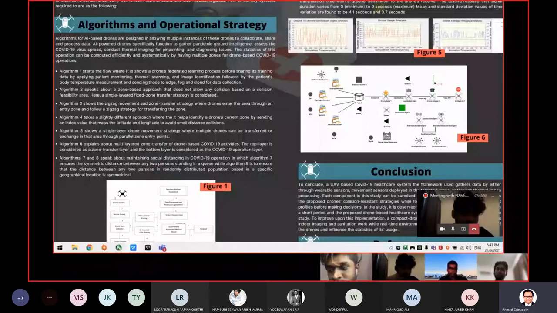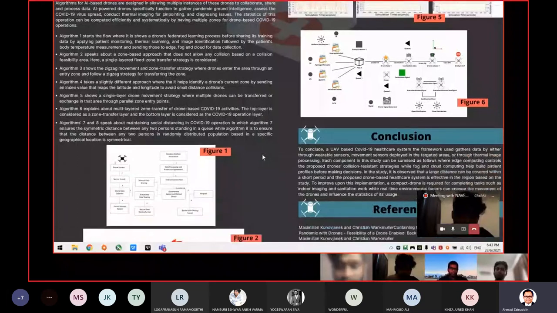Algorithm two talks about the first level, a zone-based approach which doesn't allow any collision based on a collision feasibility area, as mentioned before. Here, a single layer fixed zone transfer is considered for operation. In algorithm number three, we have the zigzag movement pattern in zone transferring, where a drone enters and exits based on its own zigzag pattern, which is specified towards its working zone. For algorithm number four, we look at a drone in a current zone, where we collect the index values, or the data of how the drone moves, and map it based on latitude and longitude to avoid any small distance collisions.